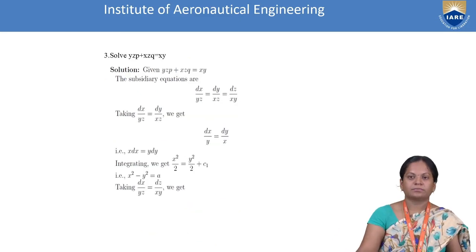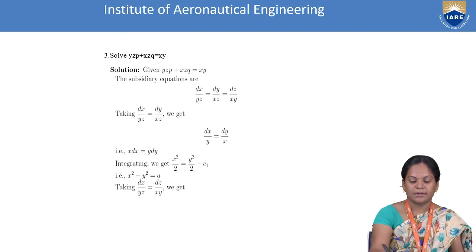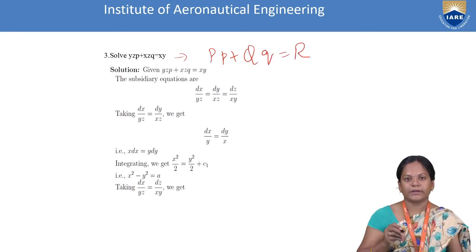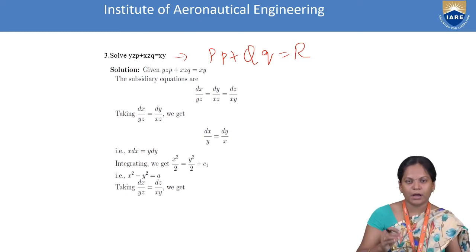Go for the next one. Solve yzp plus xzq equal to xy. Whatever the given equation, first check whether it is in standard form or not. What is the standard form? The standard form is Pp plus Qq equal to R form or not. We have to check that first. So the given equation is already in standard form. This is Lagrange's method. In this method, definitely the given equation is in standard form, that is Pp plus Qq equal to R form.